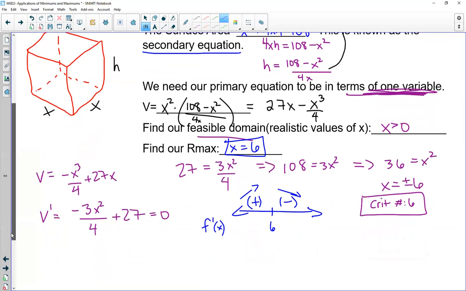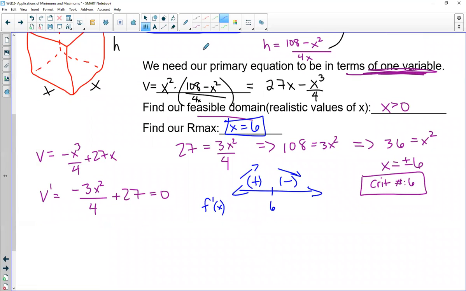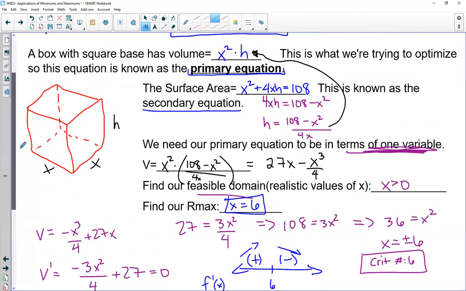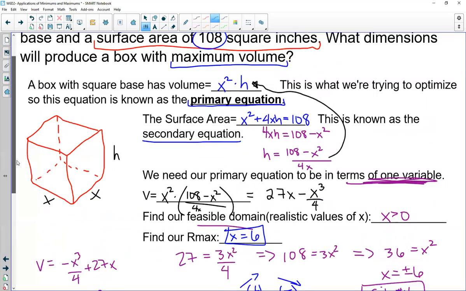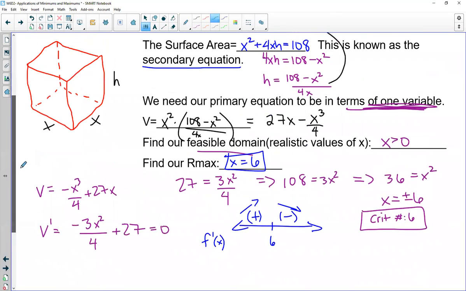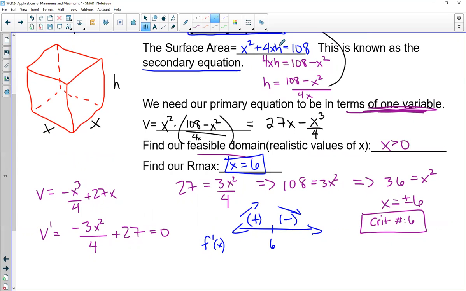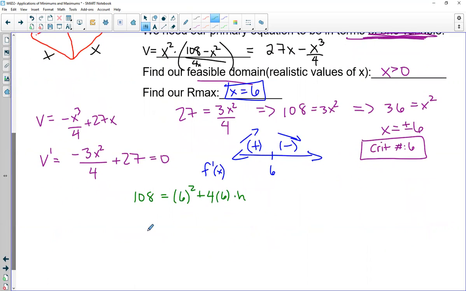Since we know that we're going to have a relative maximum when x is equal to 6, we now just need to find the height. We're just looking for the dimensions. So let's set up our surface area function. We know that 108, which is our surface area, is equal to x squared, where x is 6, plus 4 times 6 times our height. Our height is the last piece of information we're looking for. When we work this all out, we find that our height is equal to 3.